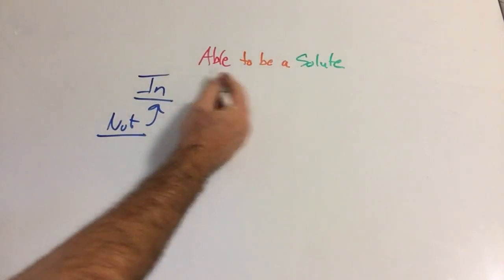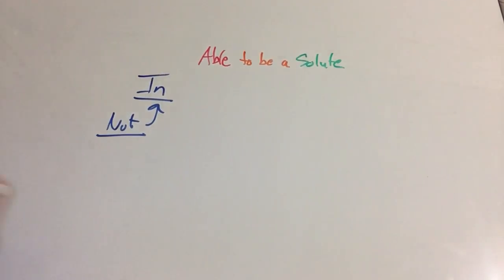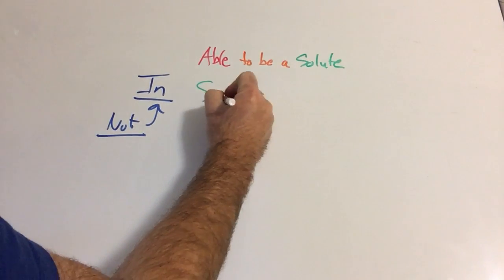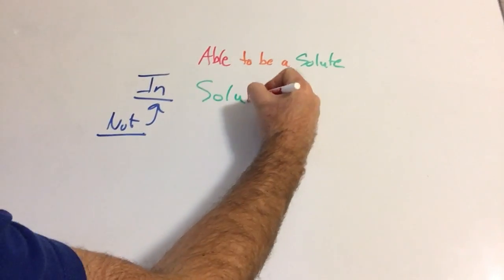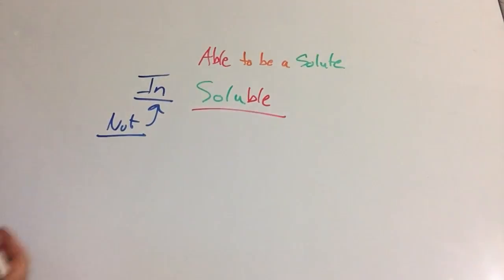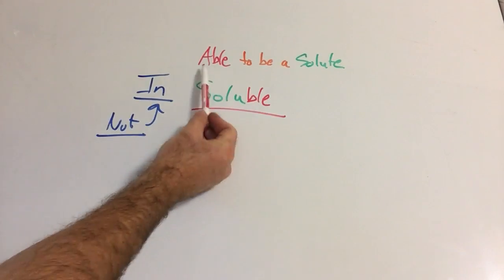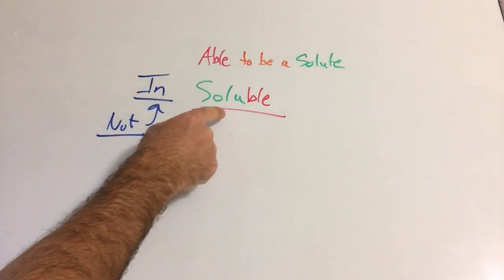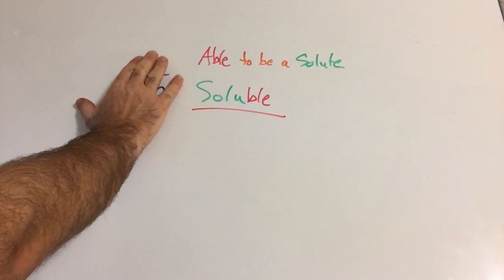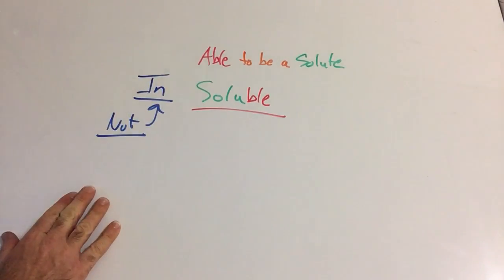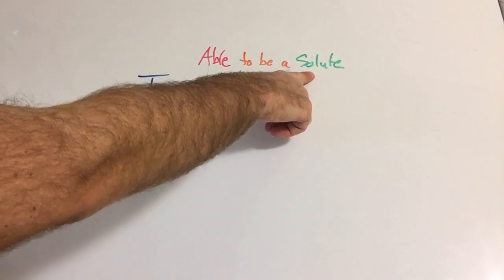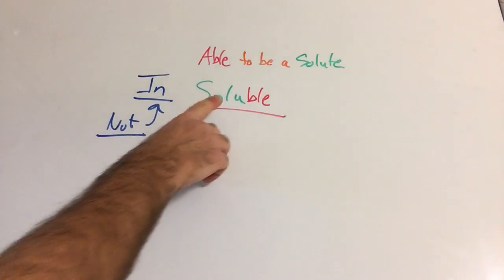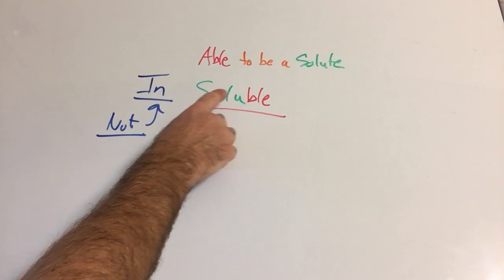Solute, if it is soluble, it is able to be a solute, or soluble. So if it is soluble, it is able to become a solute, and if it is insoluble, it can't. Soluble stuff dissolves, insoluble stuff does not. And this is also another way to remember which is solute and which is solvent. If it's able to dissolve, it is able to be a solute.